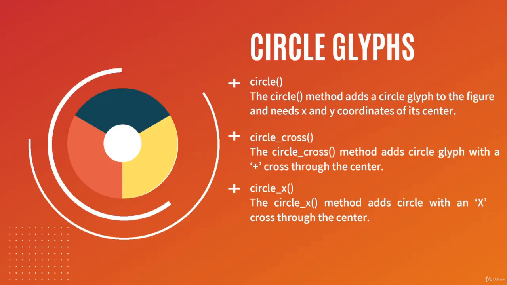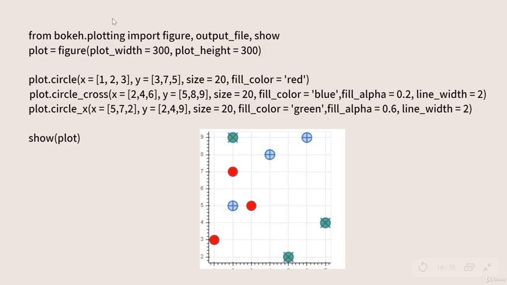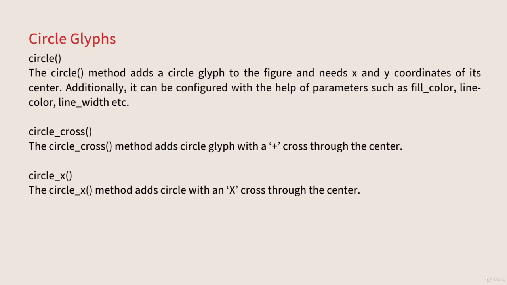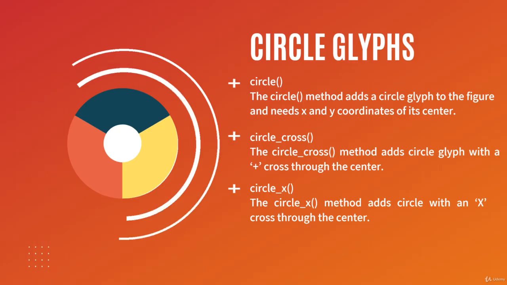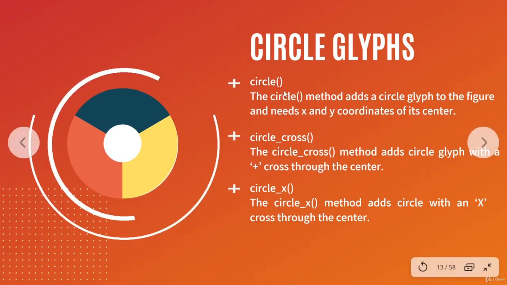Like for example, if you see this visualization, this is plain circles. All right, this is with the x mark or the cross mark, and this is with the plus mark. So different parameters you can provide, and the way you want to showcase, you can do that. So these are the circle glyphs. Okay, a very exclusive feature of this Bokeh. So circle glyphs, there are three, as I have mentioned.